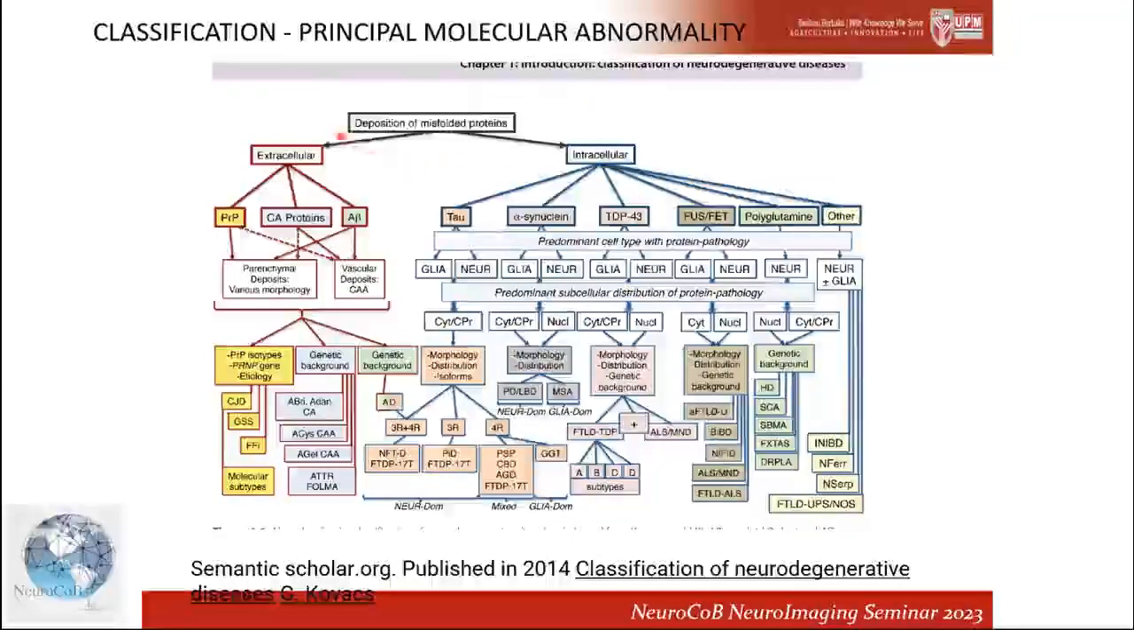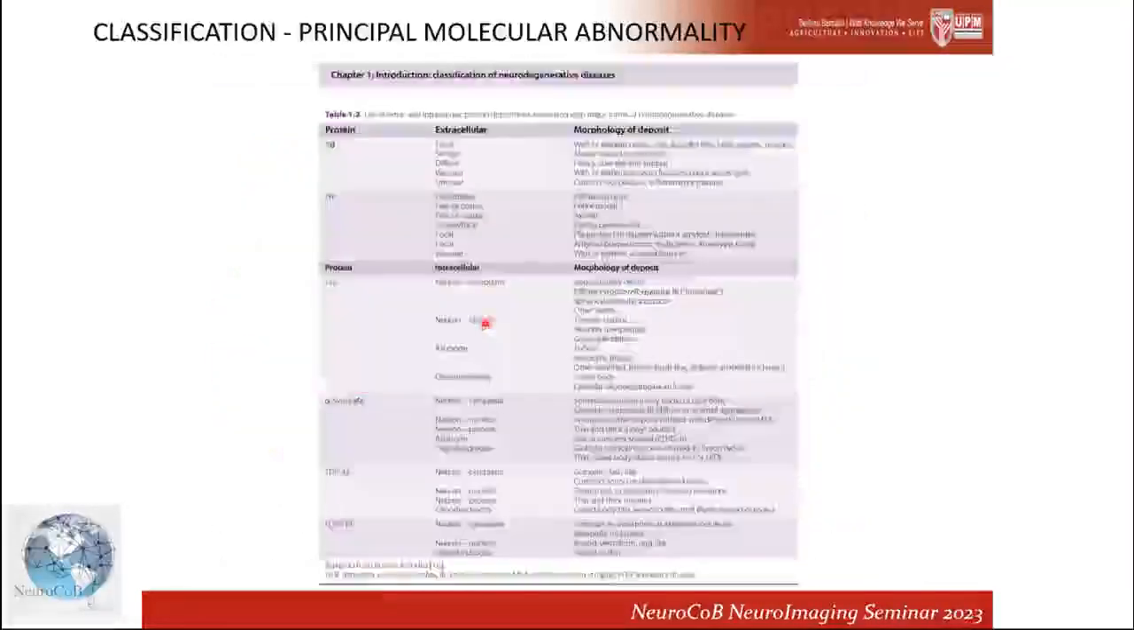So this is based on the deposition of proteins in the body, whether it is extracellular or intracellular depositions. So it's a very complex classification. So this is another way they classify, based on the molecular classification, which is extracellular and also intracellular.